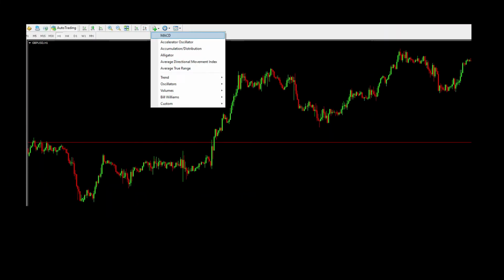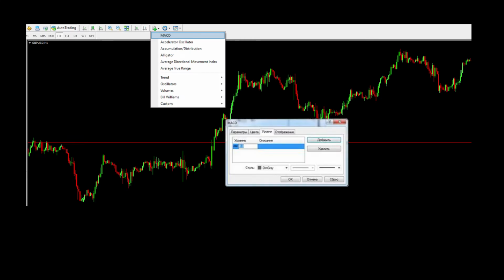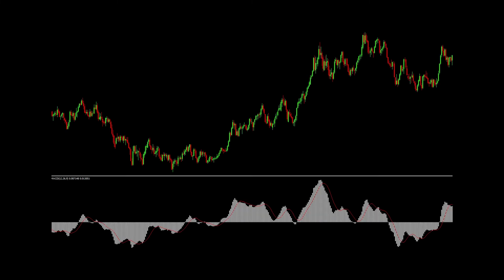Setting up the indicator. The MACD indicator is included in the standard package of tools of the MetaTrader 4 trading platform, and its installation is made in just a few mouse clicks. The easiest way to do this is through the Indicators button in the top menu of the terminal. After that, the Indicator Settings window opens. Here you can configure the main parameters of the indicator.